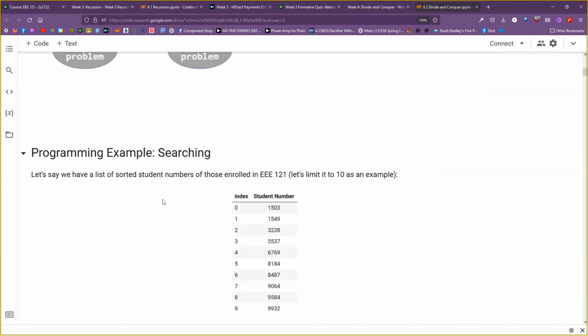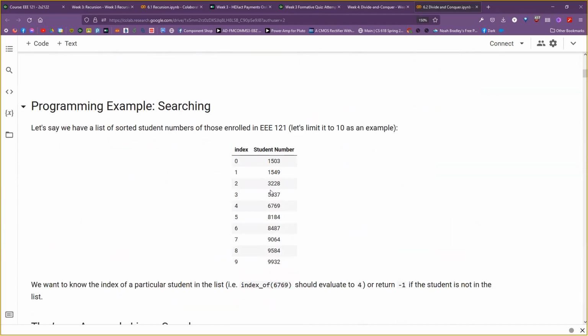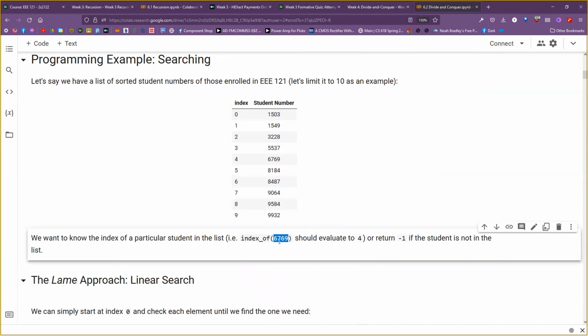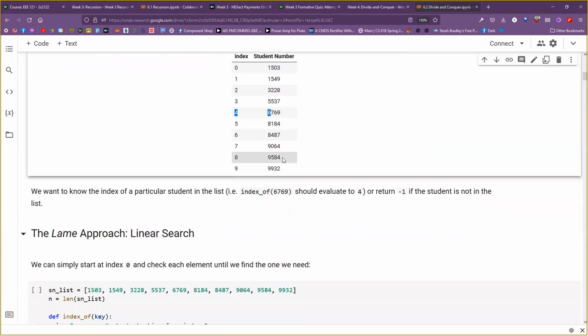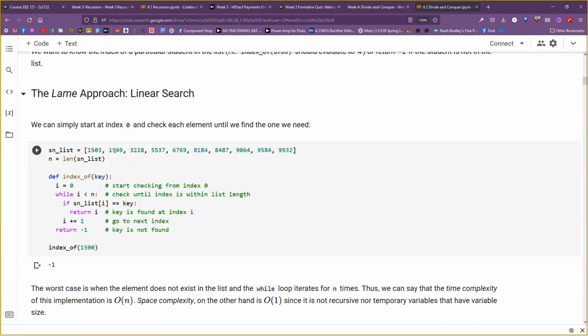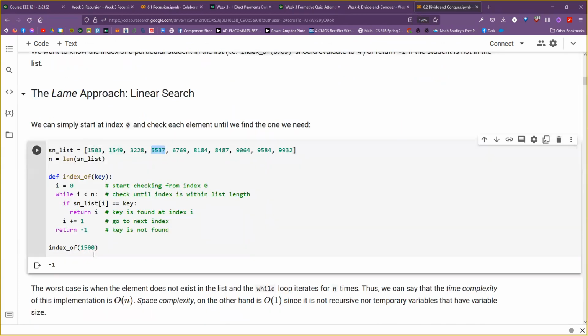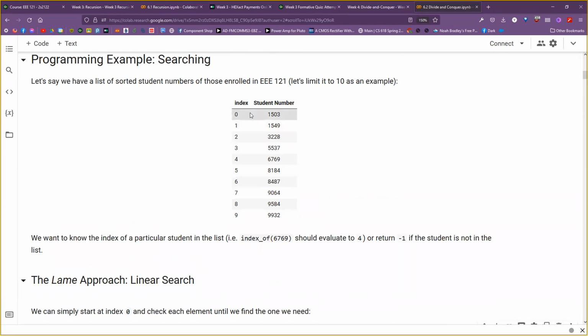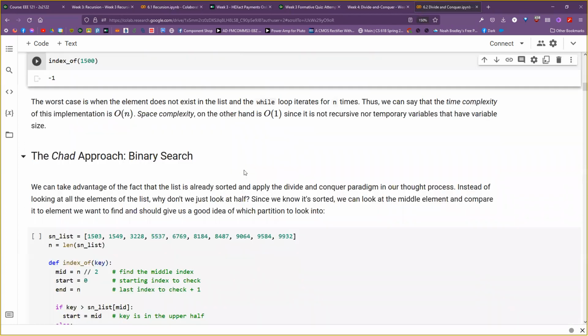So ang example natin dito is searching. So given a list of numbers, hanapin mo yung index ng isang number. So ano yung index ng 6769? So index number 4. So pwede mo namang isa-isahin yung elements ng list, and pag meron nag-equal, yun na yung nahanap mo na siya and alam mo yung index niya. Although, ayun, since yung ating list ay sorted, we can use what we call binary search.